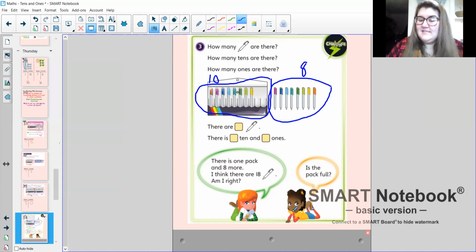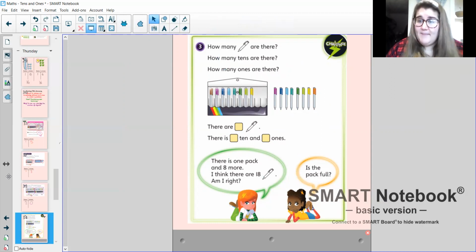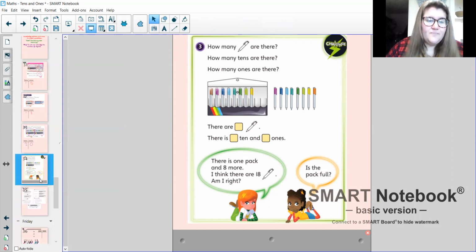Okay, but Flo is sitting here and Flo is saying to Astrid, but is the pack full? And that's where Astrid has realised that, oh no, the pack wasn't full. So at the moment, this isn't worth 10. And we figured that out, didn't we? And we moved some pens across to make it easier for ourselves. So well done if you managed to figure out where Astrid went wrong.